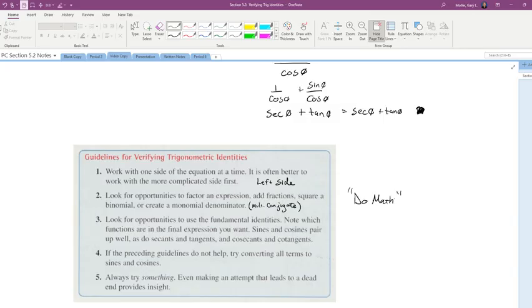Other things, look for opportunities to use fundamental identities. Note which functions are in the final expression you want. Sines and cosines pair up well, as do secants and tangents, and cosecants and cotangents. Okay, and why are they talking about that? Because if you think about those three Pythagorean identities, those are the pairings that they have. Sine and cosine are in the equation. Secant goes with tangent, and cosecant goes with cotangent. If all the guidelines do not help, try converting everything to sine and cosine.